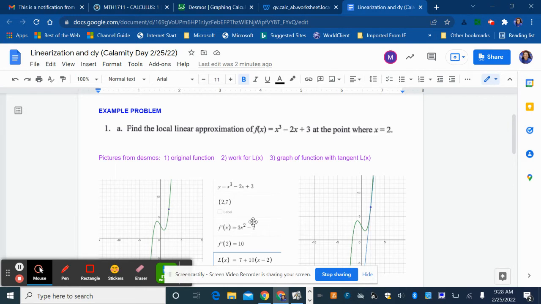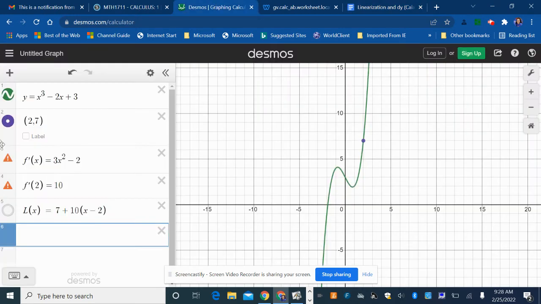And then this is showing my derivative f prime of x, and I just typed that into Desmos. Desmos doesn't really like that. That's why it shows that little error sign, but it's just kind of a nice way to show your work. Here I plugged in 2 into the derivative and I got an answer of 10. So that's kind of like our slope.